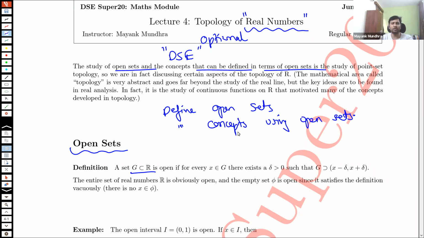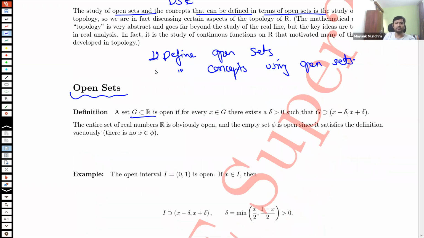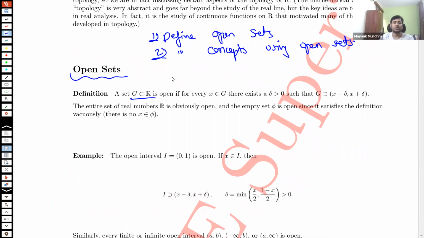So first we are going to define open sets, and then we are going to define some concepts using this concept of open sets. So set G, which is a subset of the real line, is open if for every element x in G there exists a radius delta, a positive radius delta, such that the set x minus delta to x plus delta belongs in G. Okay, so this is a powerful definition, which we are going to look at what it means.